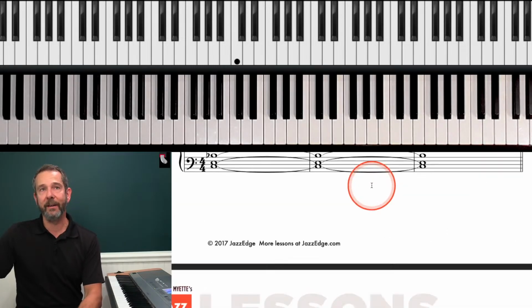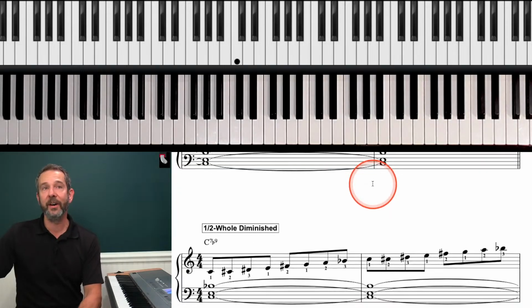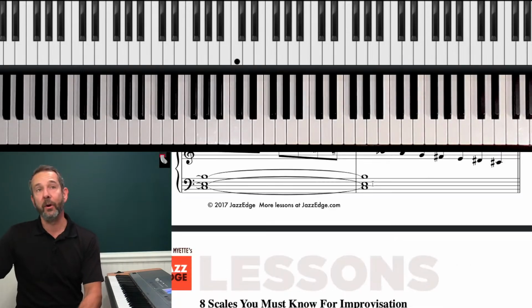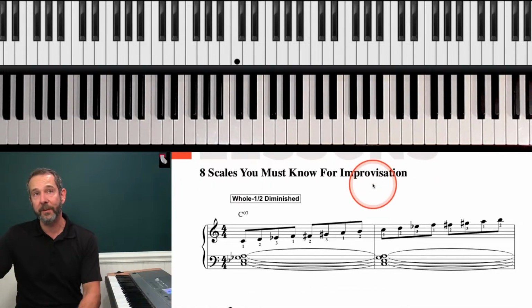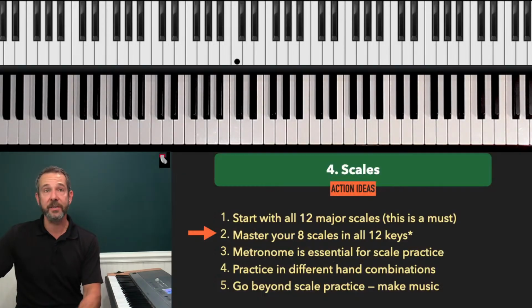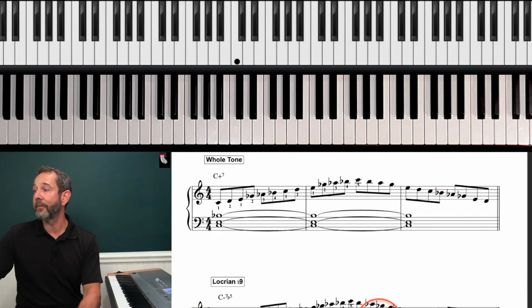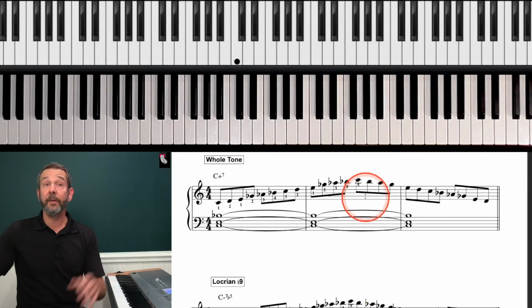Your blues scale, obviously. Your altered scale, another great scale to know. Your half whole diminished, your whole half diminished, which is great for diminished chords, and then your whole tone scale, and then finally you have this Locrian natural 9 scale down here. Well, anyway, I can't scroll down that far. So anyway, your Locrian natural 9.